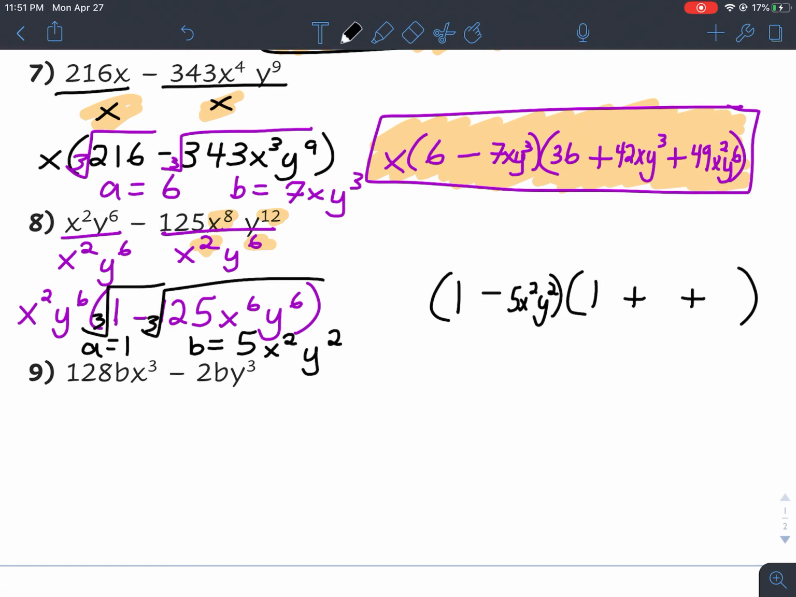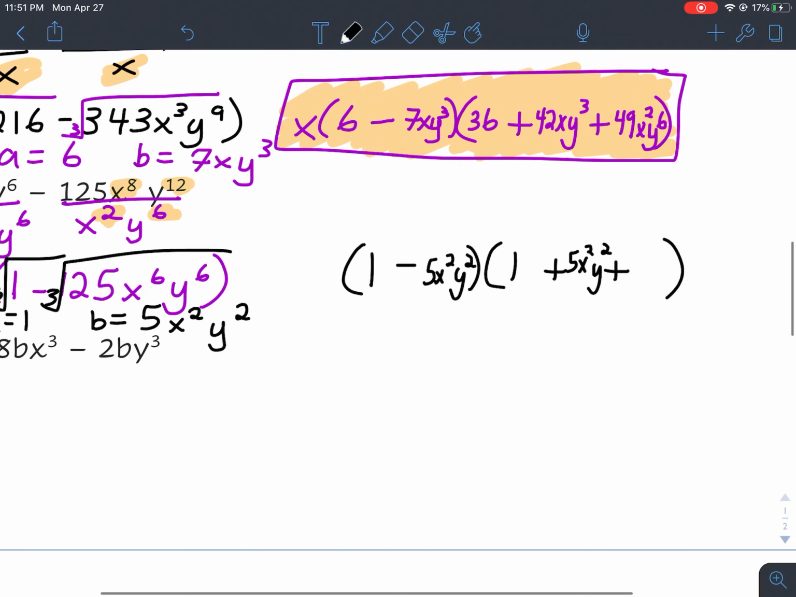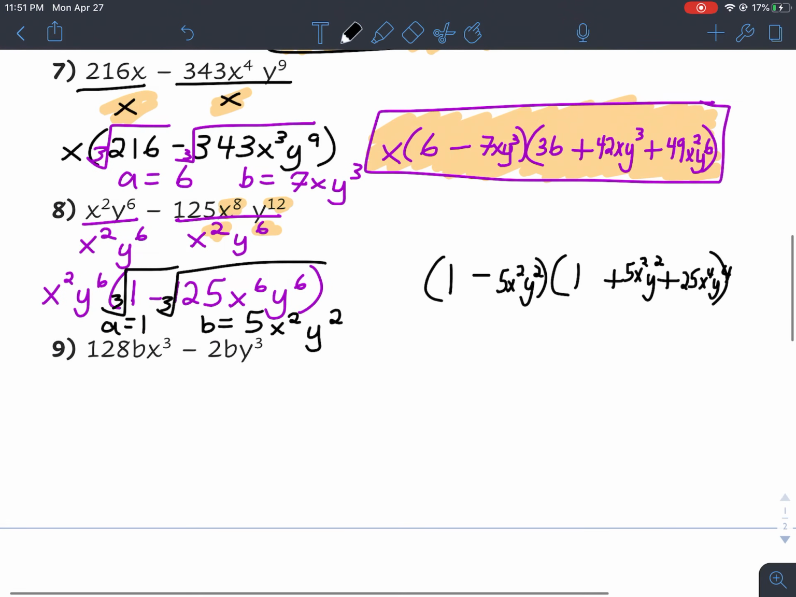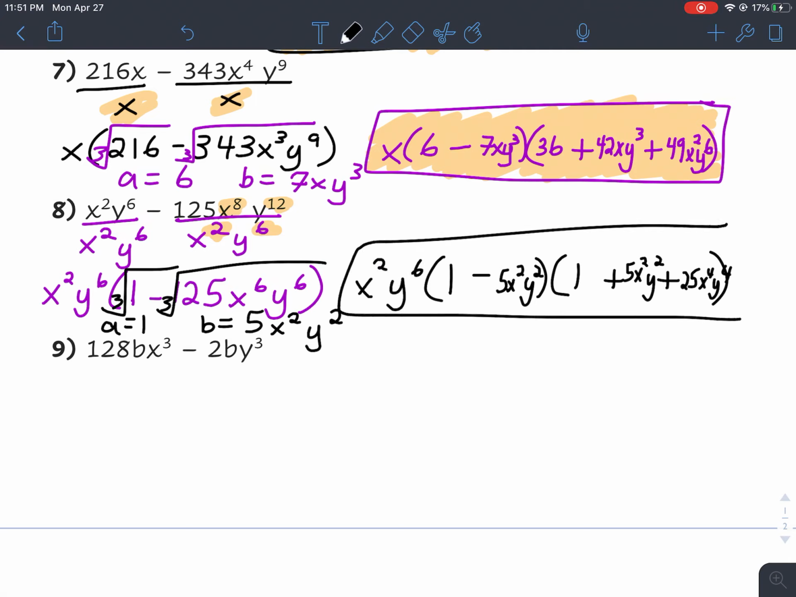Okay, and then a squared is 1 squared, which is 1 times 1. And then a times b is 5, x squared, y squared. Probably should have left more room. And then b squared would be 25, x to the 4th, y to the 4th. And then don't forget, we took out a GCF at the beginning, so that goes out front.